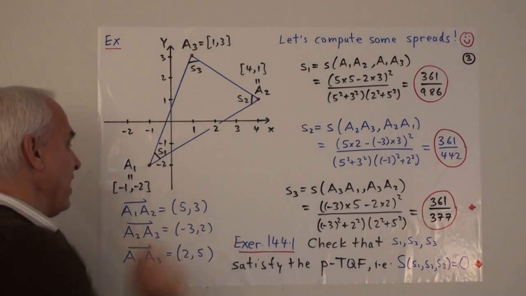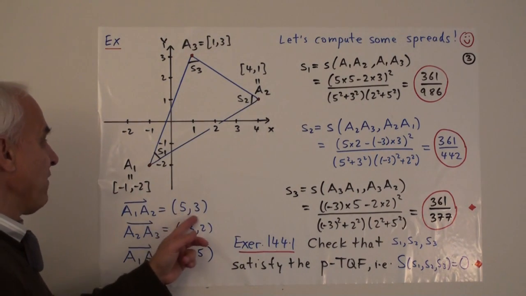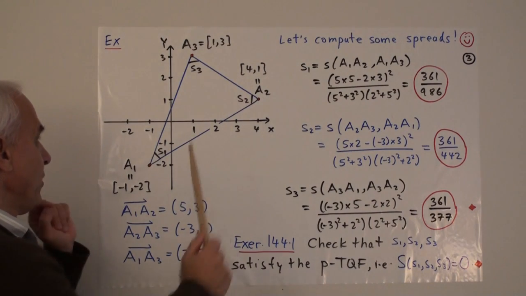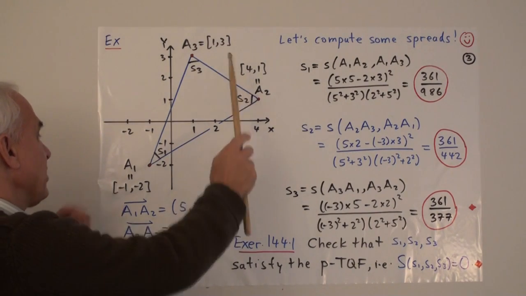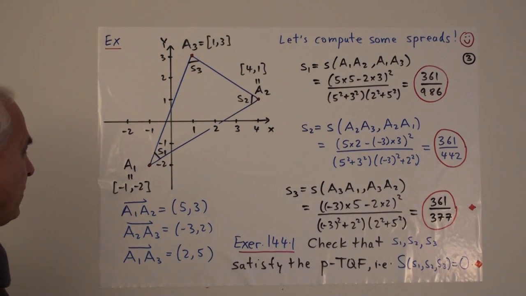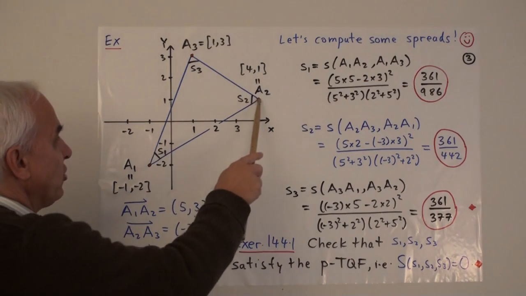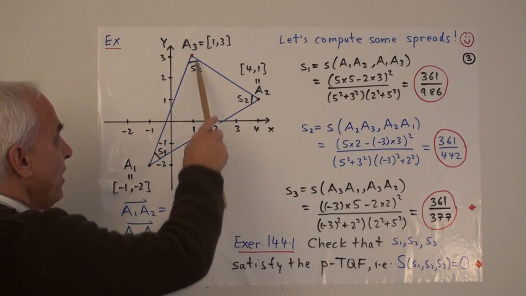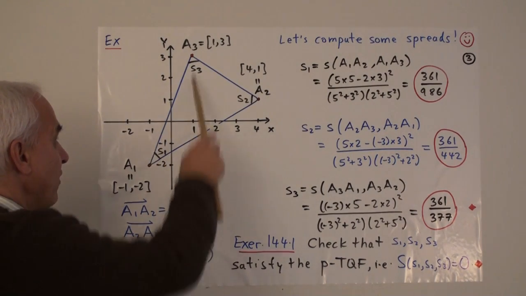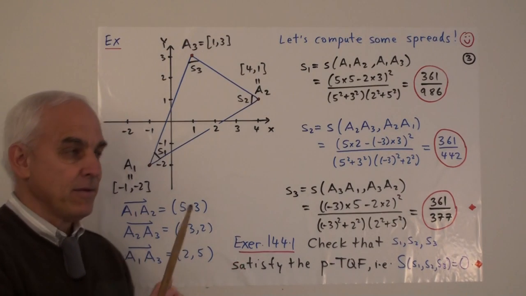Well, we need direction vectors. So the vector from A1 to A2 is (5, 3): to go 5 over and 3 up. In other words, you take the difference in the x-coordinates and the difference in the y-coordinates. A2 to A3, this vector here, is (-3, 2): over 3 and up 2. And from A1 to A3 is the vector (2, 5). So these are the vectors that we're going to use to calculate the spreads.